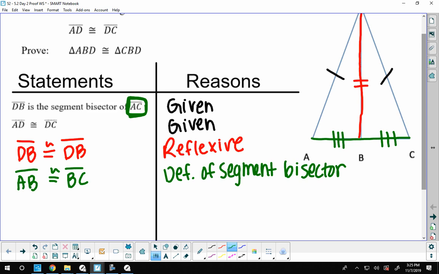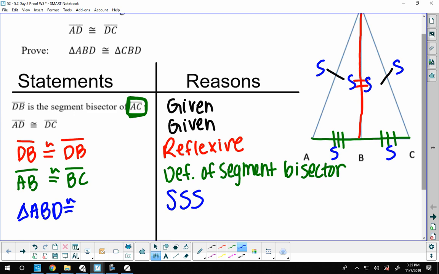this half. Now we have side, side, side of one triangle congruent to side, side, side of a second triangle, and therefore by the side, side, side congruence postulate, I can conclude that triangle ABD is congruent to triangle CBD, which is what we were trying to prove.